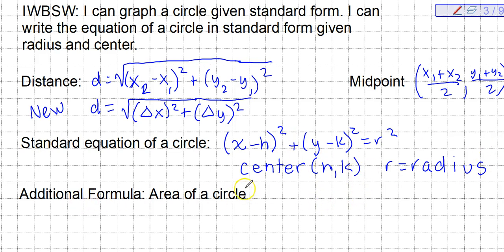An additional formula that I didn't put in your note page that you're probably going to want to have is the area of a circle, and the area of a circle is pi radius squared. So just squeeze that in there somewhere. And notice that the area of a circle contains radius squared. This is helpful.